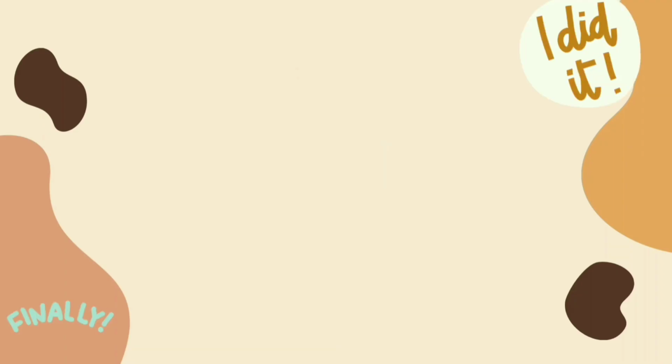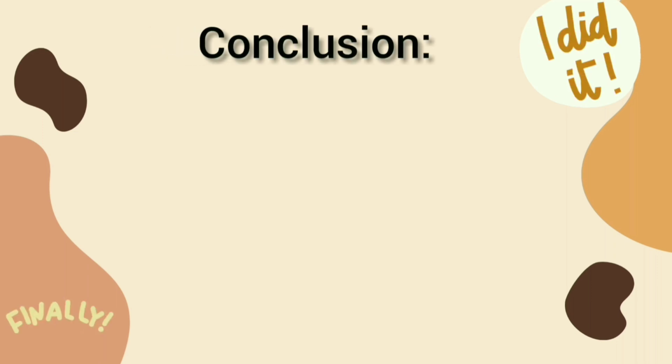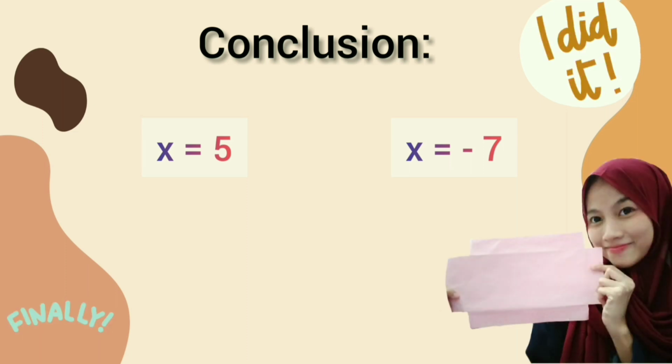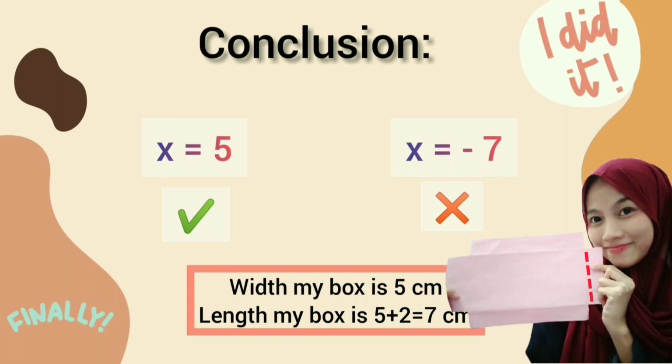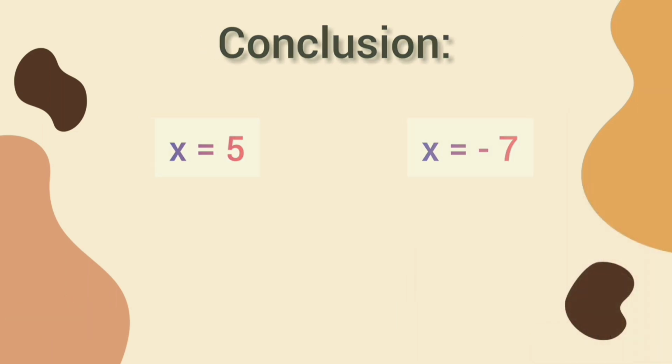Finally, we have tried the ways to find the roots of a quadratic equation. Conclusion: based on my problem, there are two solutions to find the length and width. These are x is equal to 5 and x is equal to negative 7. Because we are talking about length and width, it can't be negative, so we take x which is positive. X is the width, so the width, the base of my box, is 5 centimeters and the length is x plus 2. X is 5, so 5 plus 2 is equal to 7 centimeters.